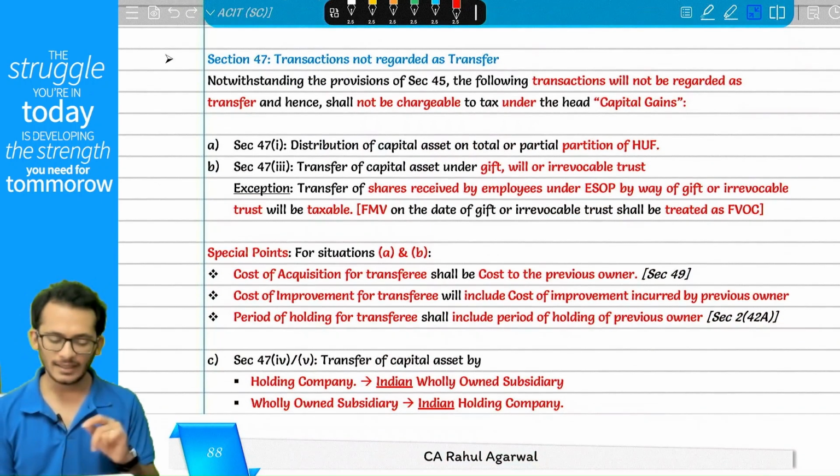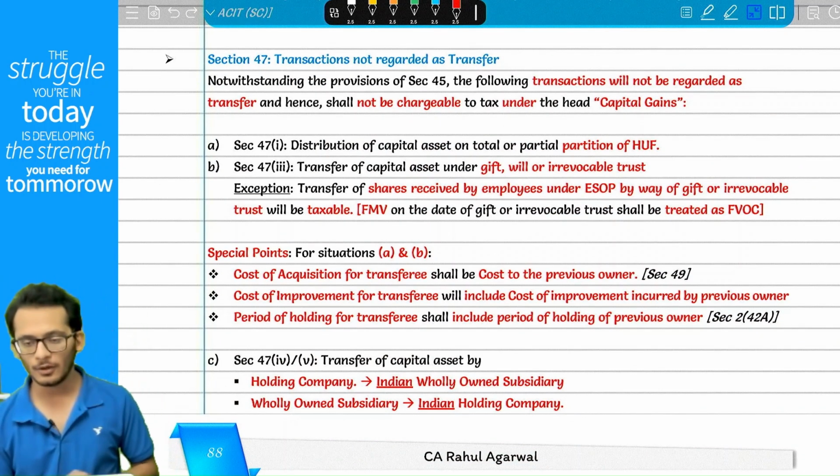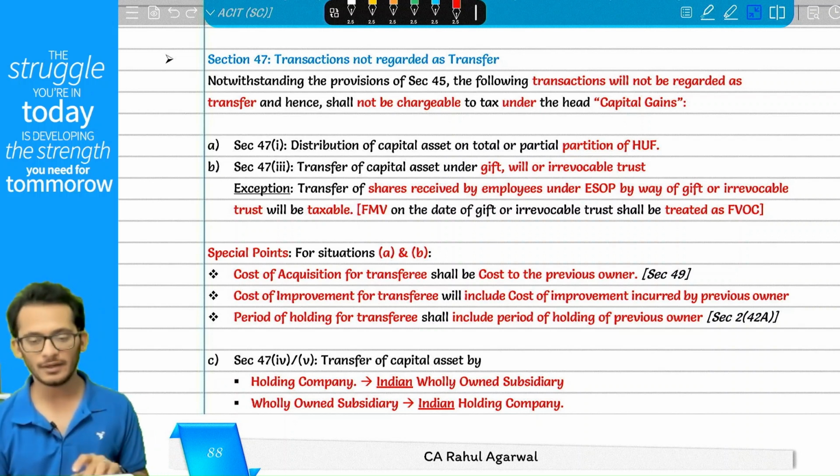Next items, I said, if you have any partition of HUF, if you have any ESOPs happening for employees, or if you have any kind of will or inheritance happening, then also the transaction is not regarded as transfer.